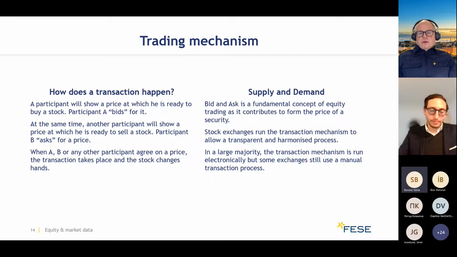Trading mechanism. We'll start discussing a little bit about transactions, how they happen, supply and demand, but I just wanted to do it more simply. I just want to talk about demand and supply. If you want to buy an equity, a stock, a share, you want to buy as cheap as possible, right? And the cheaper the price, the more volume, more shares, you can allocate. So you're definitely very interested in buying a premium company at a pretty low price.